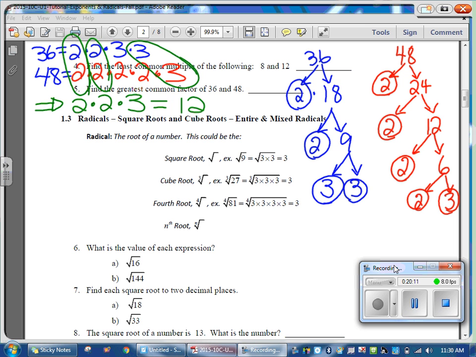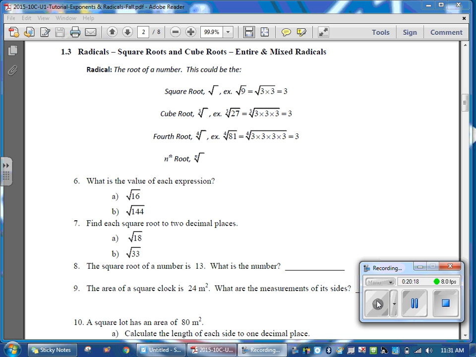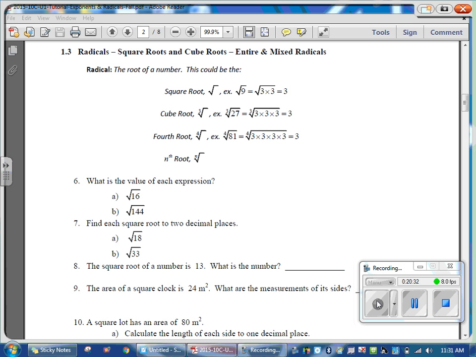Okay, now we're switching gears. We're going to talk about radicals. Perfect squares, perfect cube roots, and non-perfects. So we've got such things called an entire radical, and we've got things called a mixed radical. Entire radicals will have everything under the radical sign. So if I've got root 12, that is an entire radical because nothing is out front except for a hidden 1. My coefficient is a hidden 1. That's how you know it's an entire radical.